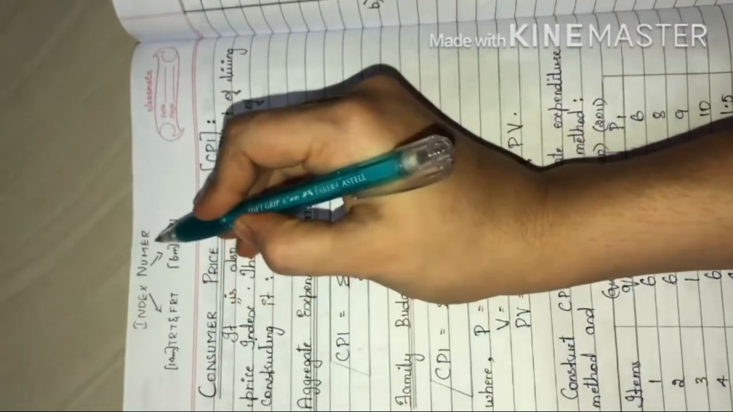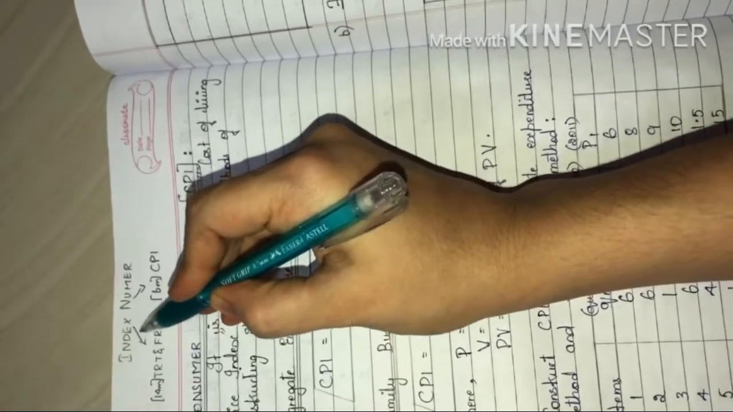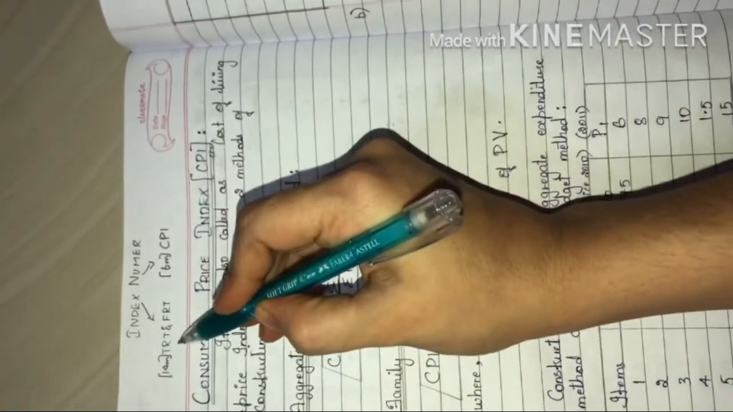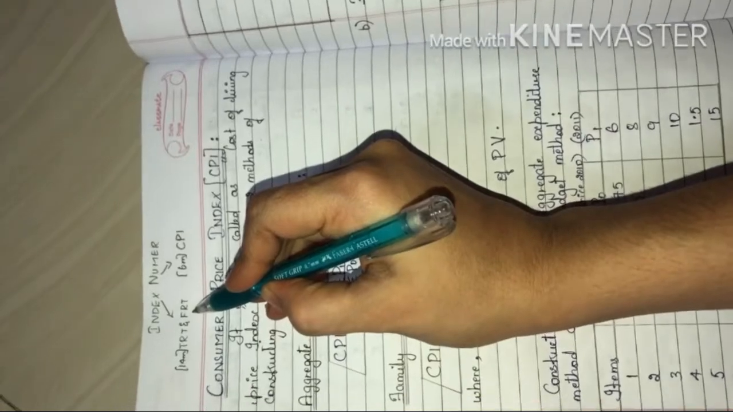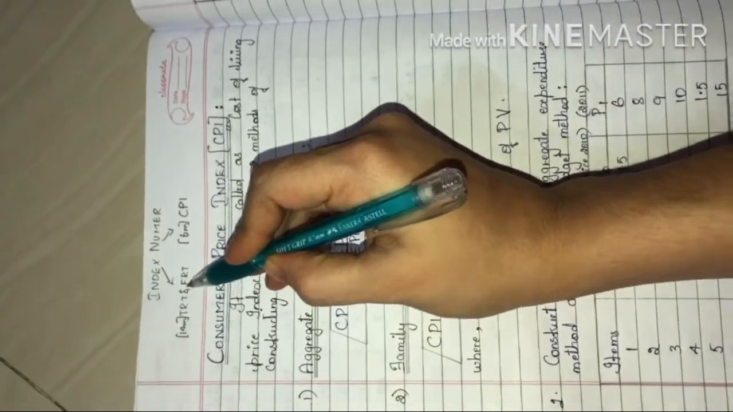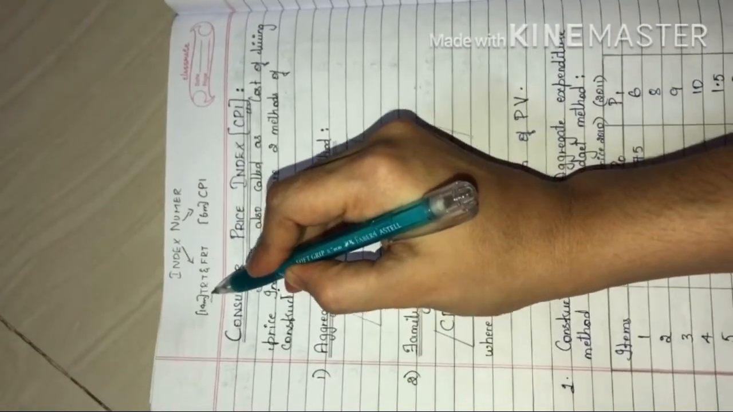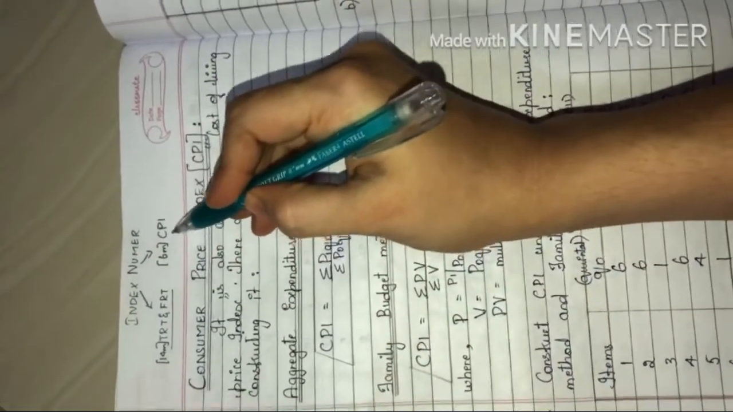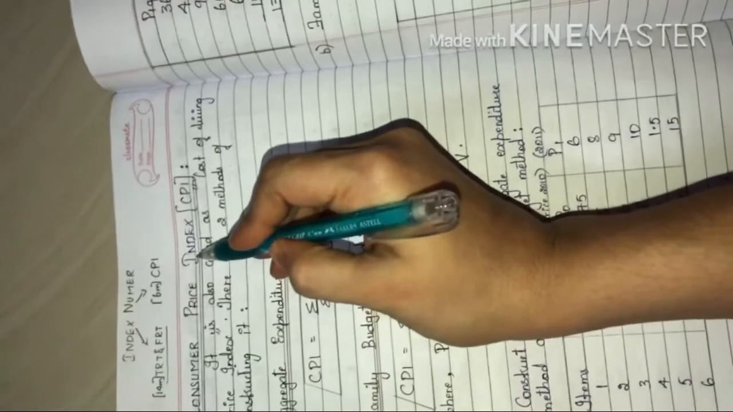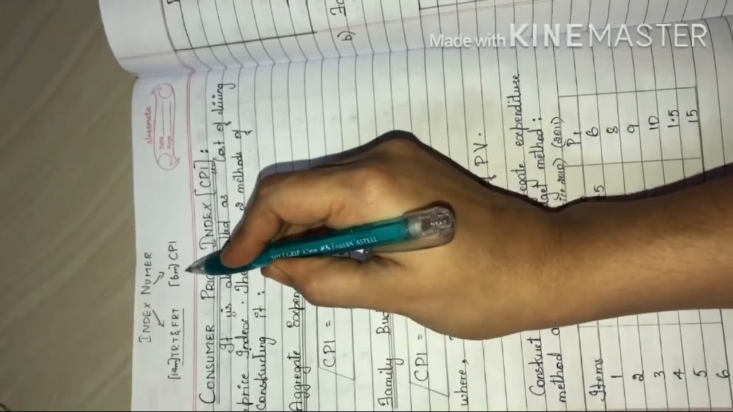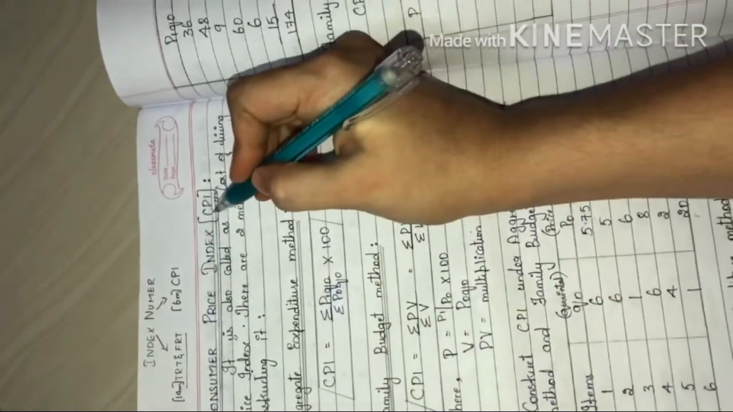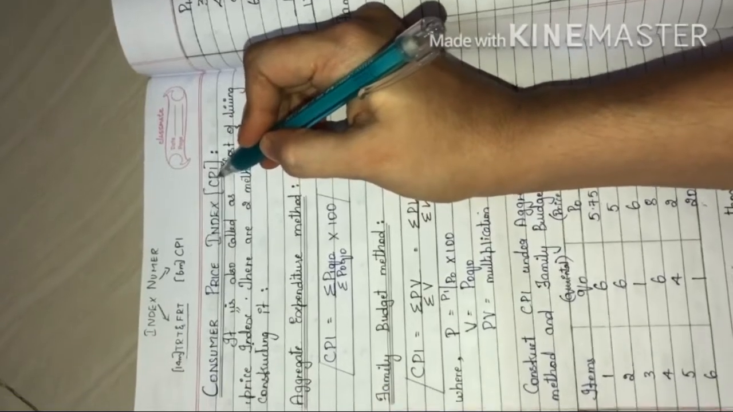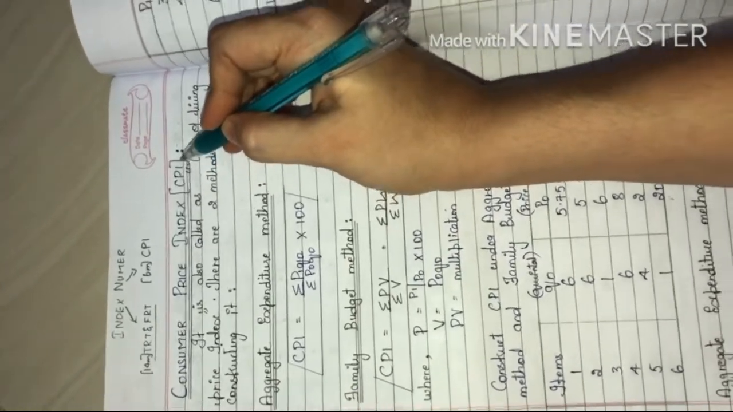Under the index number chapter, we totally have two concepts. First one is TRT and FRT, that is under Fisher's ideal index number, which will be asked for 14 marks, and we have covered this topic. Now the second part of this chapter is consumer price index. So this will be asked for 6 marks. It is also denoted as CPI, which stands for consumer price index.